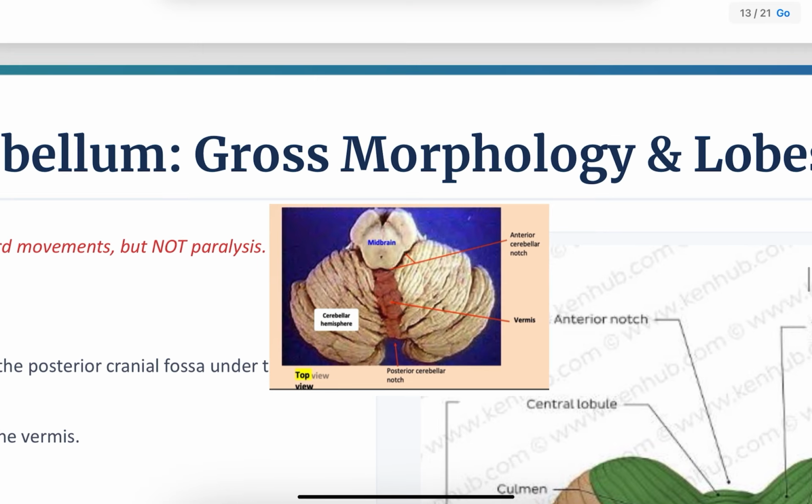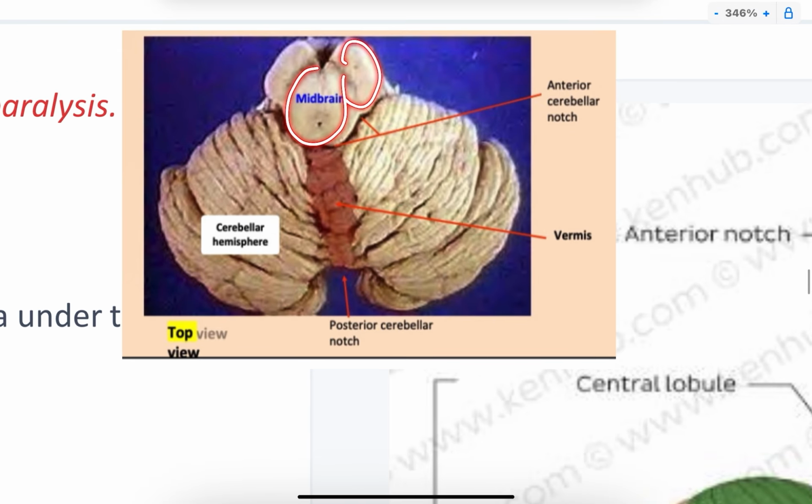Okay, now let's take a look at this picture here. So this is the midbrain, the Mickey Mouse shaped. You can refer back to my brainstem video in order to see them.